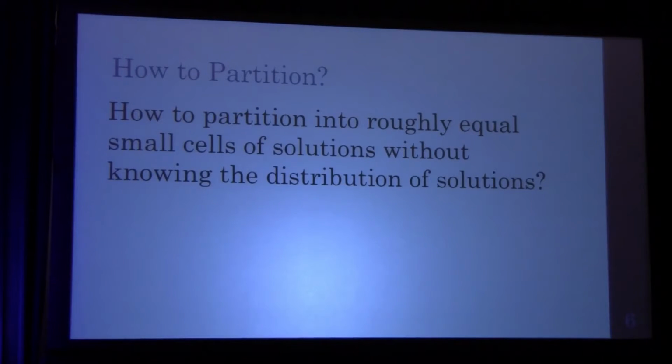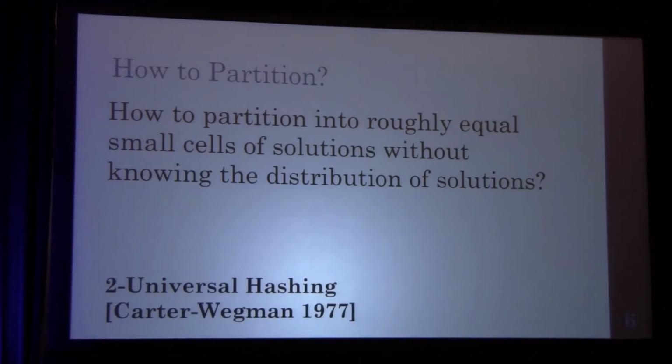The important question that comes is, well, how are we going to partition this into roughly equal small sets of solutions without knowing the distribution? And this is exactly where we use 2-universal hash functions. So, Supratik discussed that the use of 2-universal hash functions allows us to theoretically prove that without making any assumption on the distribution of solutions, such a division is possible and can be done efficiently.